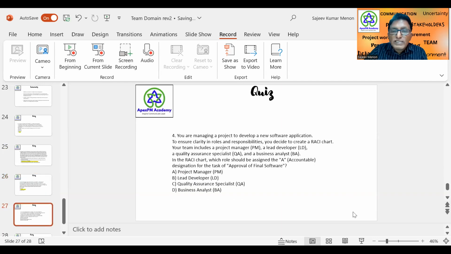So we go to the next question. You're managing a project to develop a new software application. To ensure clarity in roles and responsibilities, you decided to create a RACI chart. Your team includes a project manager, a lead developer, a quality assurance specialist, and a business analyst. In the RACI chart, which role should be assigned the A, accountable designation for the task of approval of final software? Is it the project manager, the lead developer, the quality assurance specialist, or the business analyst? You can pause the video at this point, read the question again, and then select your answer.